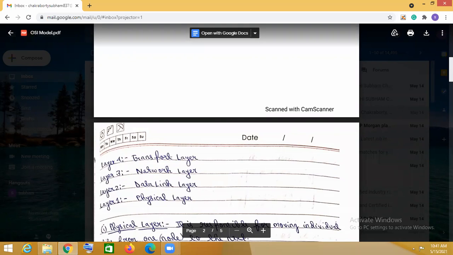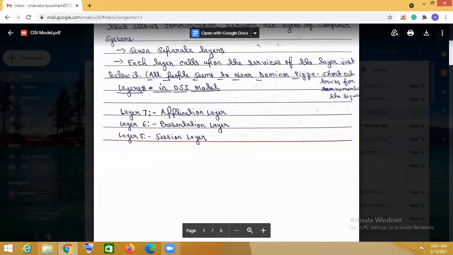According to the sequence, you have to remember: first the application layer, then the presentation layer, then the session layer, after that the transport layer, then the network layer, then the data link layer, then the physical layer. Now I will show some shortcut tricks which we follow for remembering this.